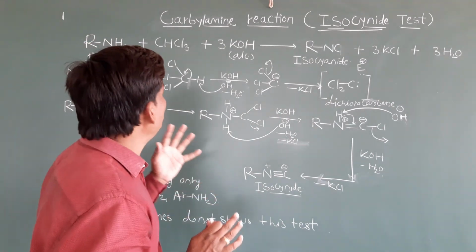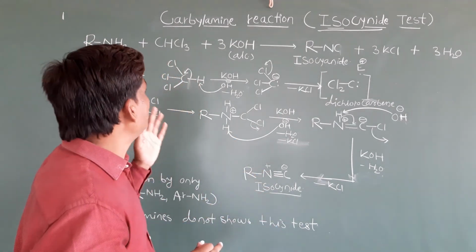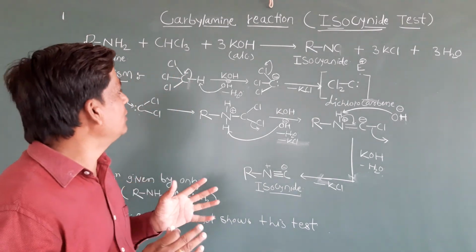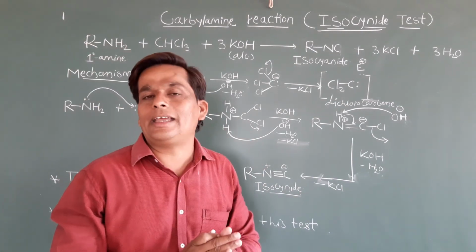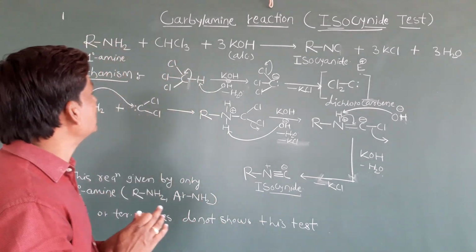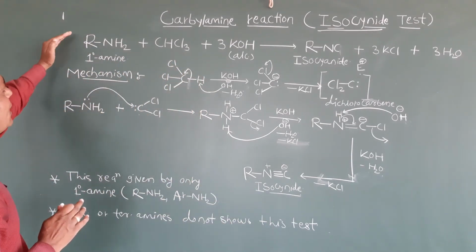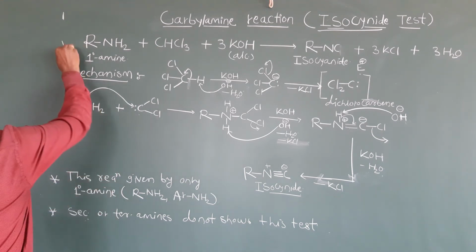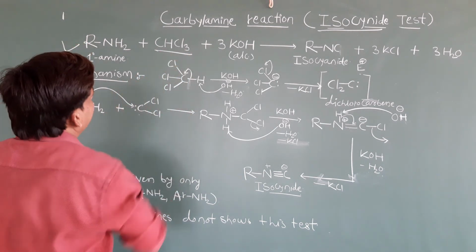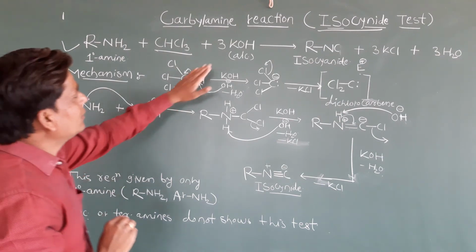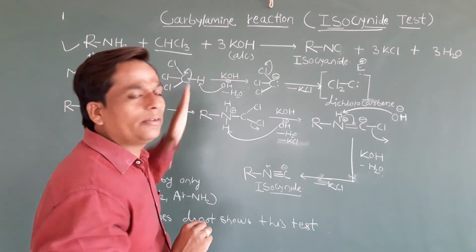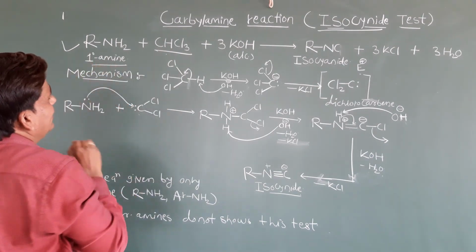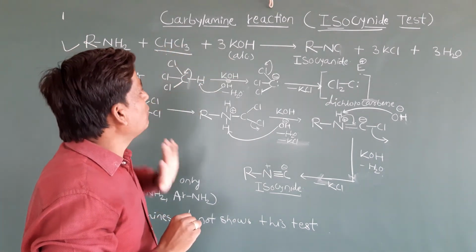It is a very interesting reaction. First of all, I will explain how the reaction proceeds, and then we will explain the mechanism of this reaction. The mechanism is also very interesting, students. Here I am taking a 1 degree amine, which reacts with chloroform and alcoholic KOH. The base we use here is KOH.